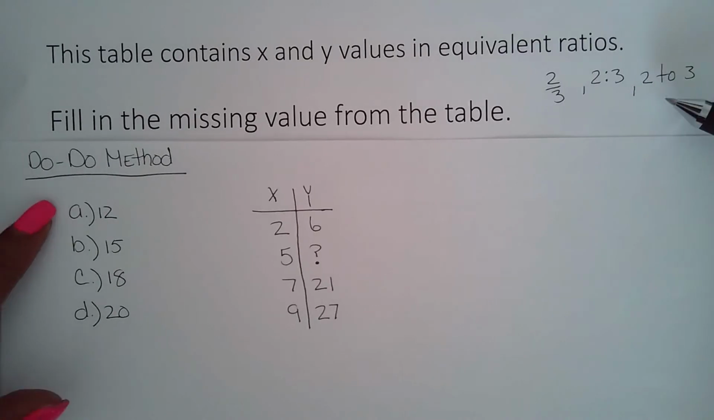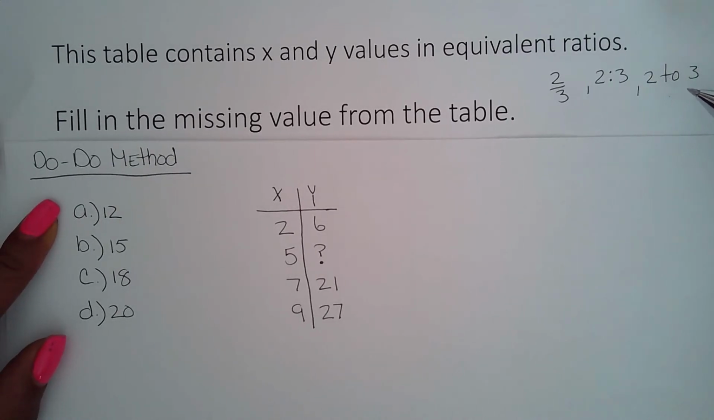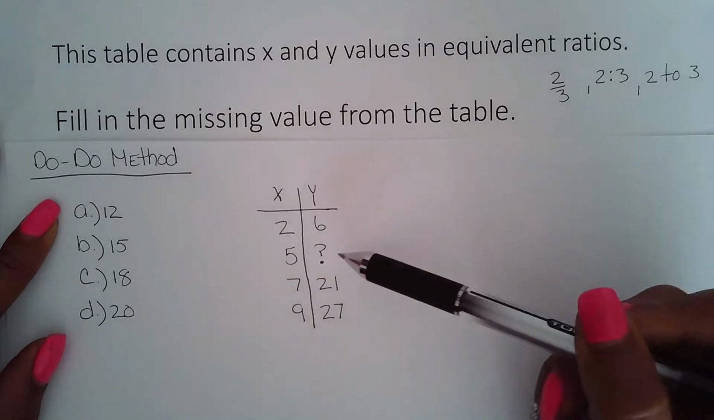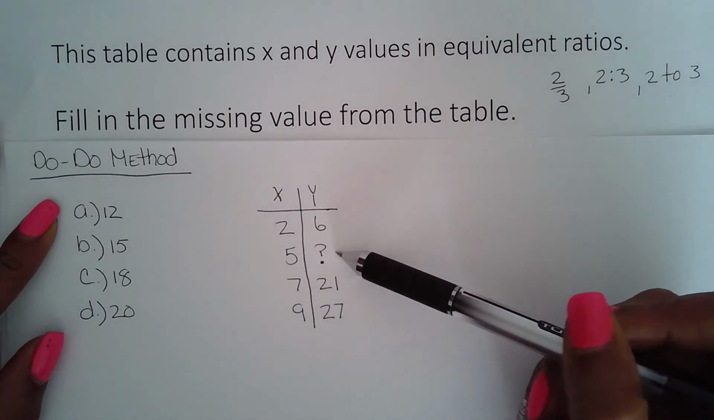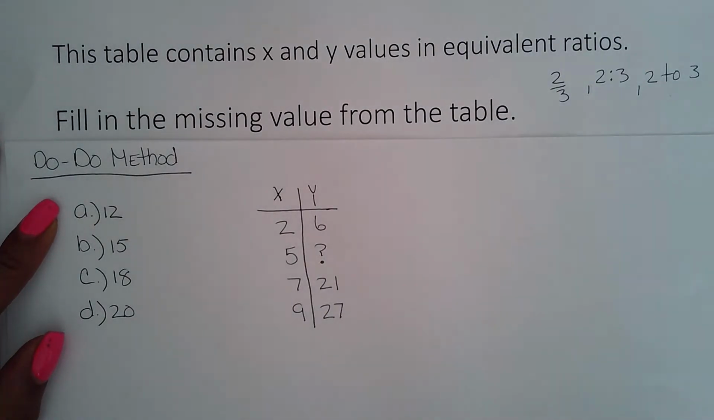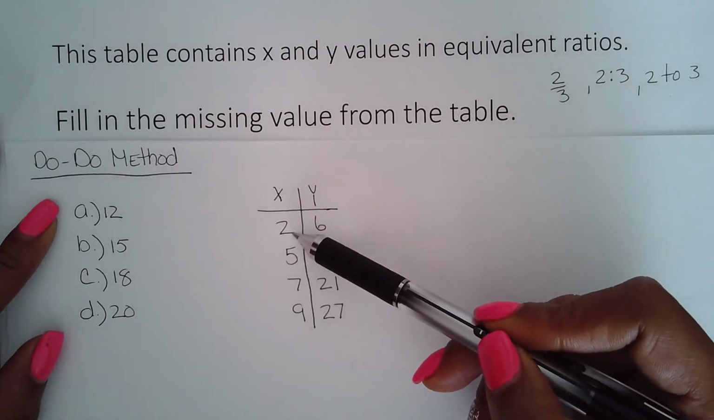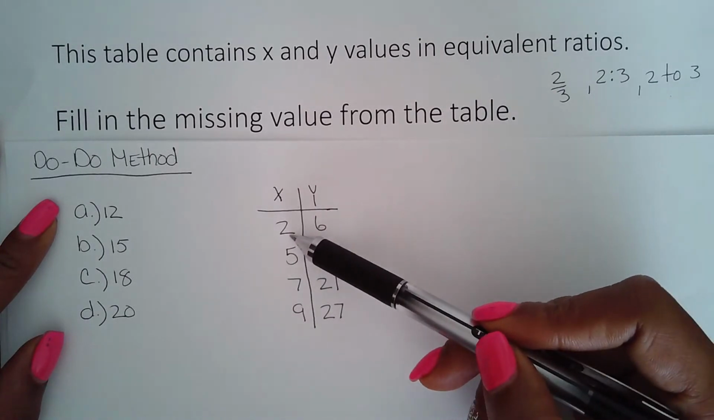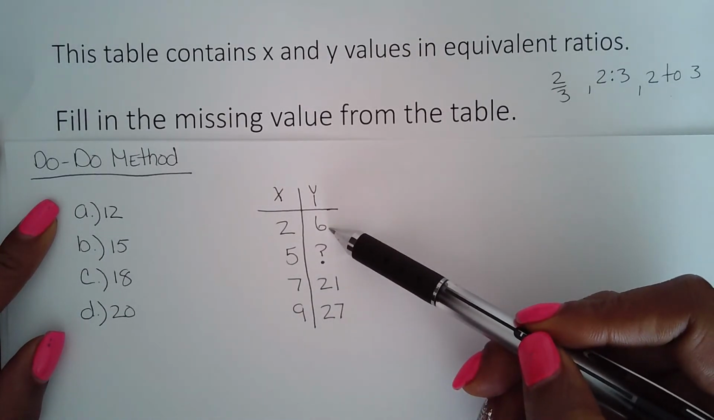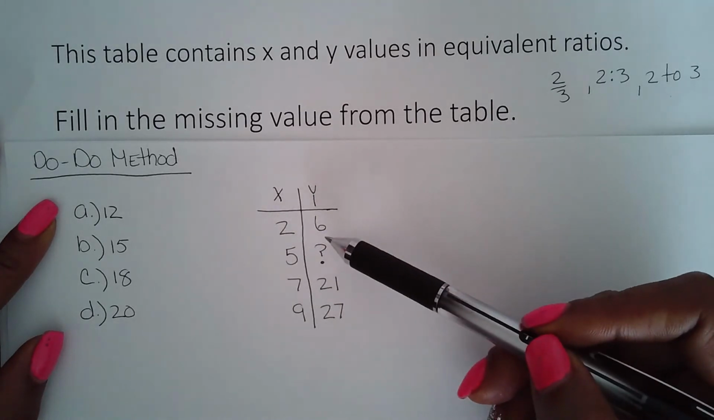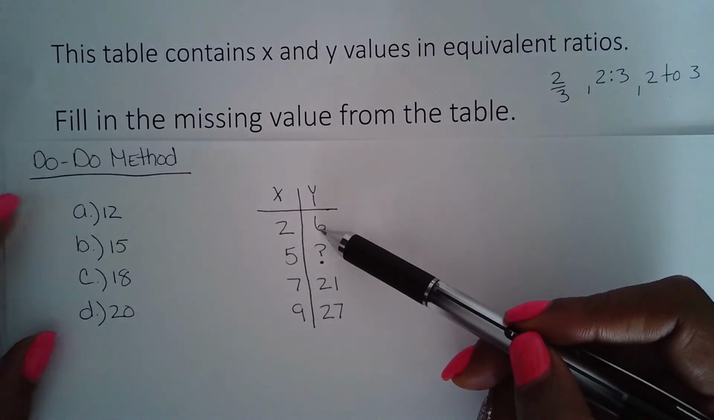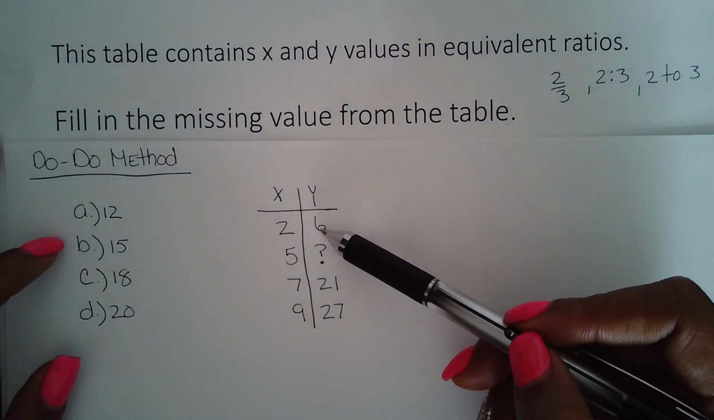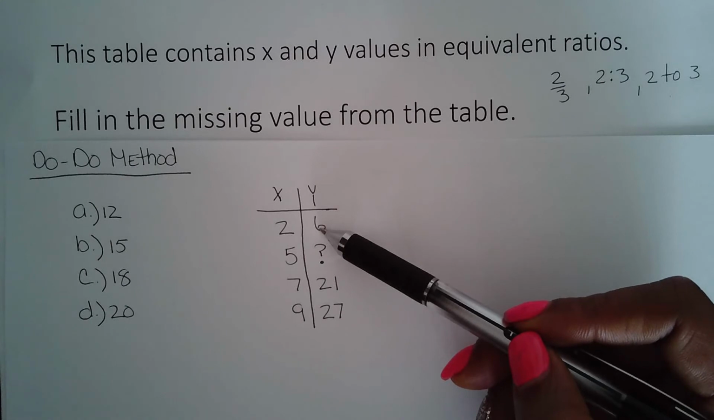Alright, so again, in this particular example, we're going to use what's called the do-do method to find the missing value for our y value in our table. So my approach to this is, we're given an x value, and to go from this input to this y value, which is our output, what operation are we using? Typically when your number increases, you're either going to be using multiplication or addition. So I know it has to be one of those two.